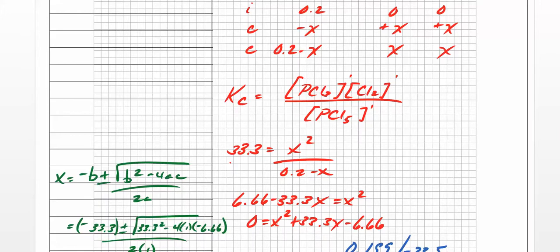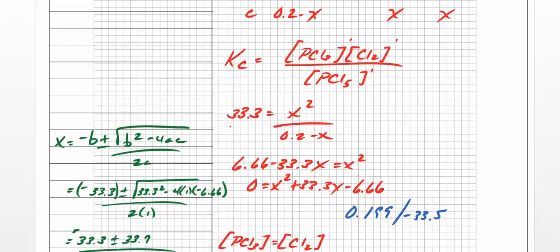Now we're going to do a little bit of algebra. We're going to pull that 0.2 minus x up to the top, multiplying it by the 33.3. And here's what I get: 6.66 minus 33.3x is equal to x squared. Now I'm just going to pull everything over to the right-hand side. I like to have the first number as positive. So I'll just pull everything over and I get this: 0 is equal to x squared plus 33x minus 6.66.